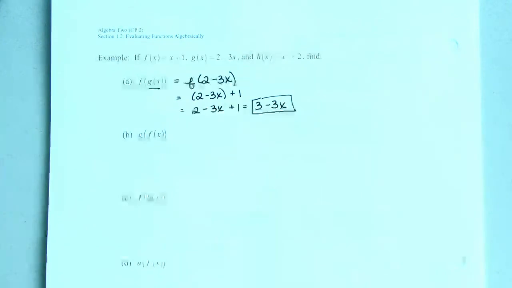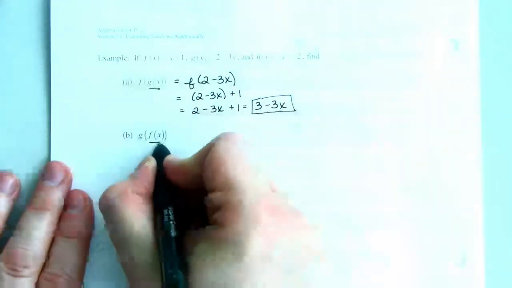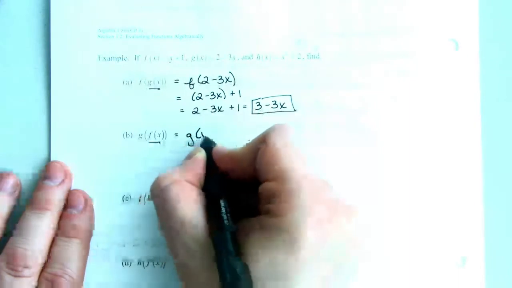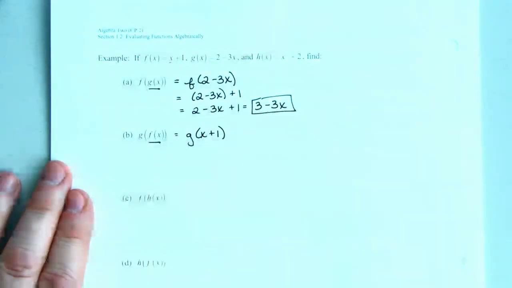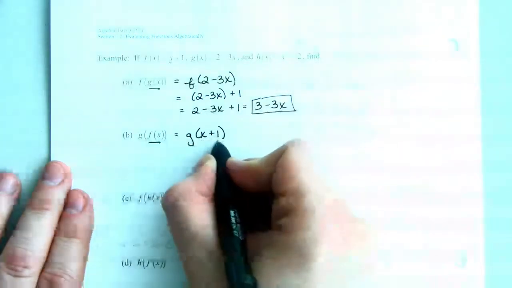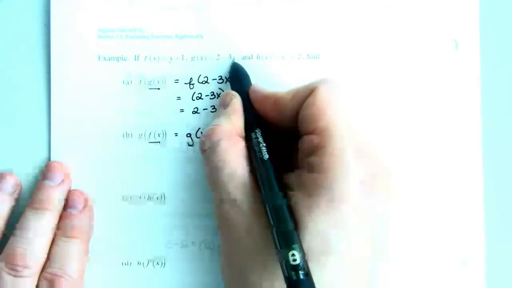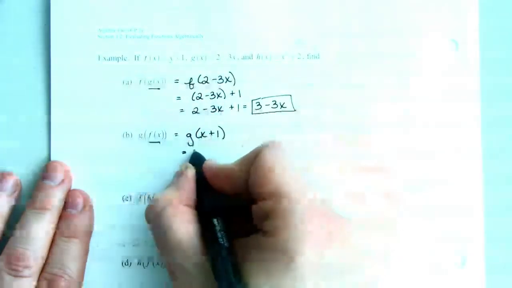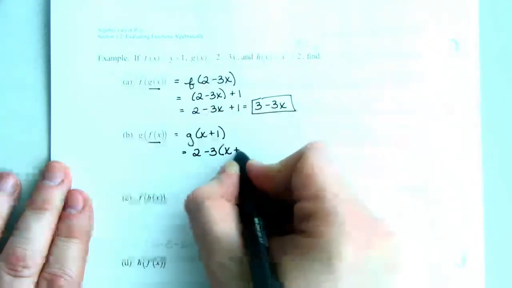In letter B, I want to do g of f of x. What's f of x? X plus 1. So this problem becomes g of x plus 1. We're going to go and plug x plus 1 in where the x was. I'm replacing the single x with the more complicated x plus 1 in that g function. I'm going to get 2 minus 3 times in parentheses x plus 1.